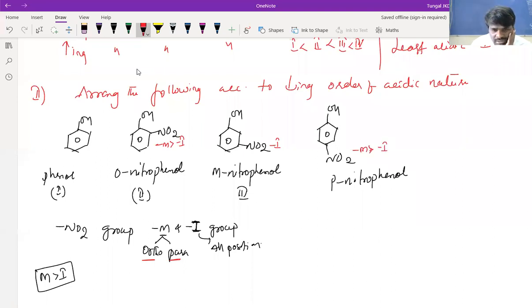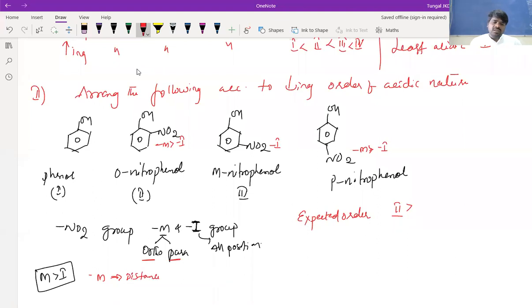-M is predominant. So if you write the decreasing order, this is the expected order. Two should be more. When -M is the same wherever it is, it is distance independent. -M is distance independent.